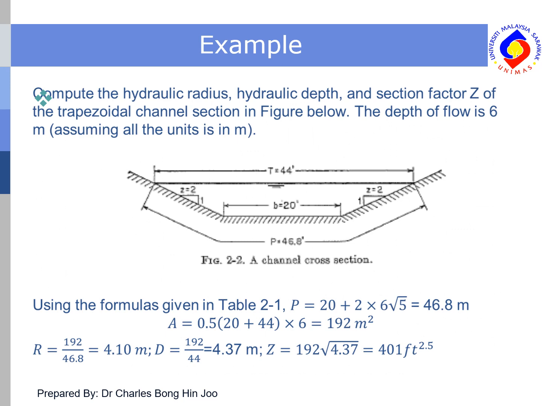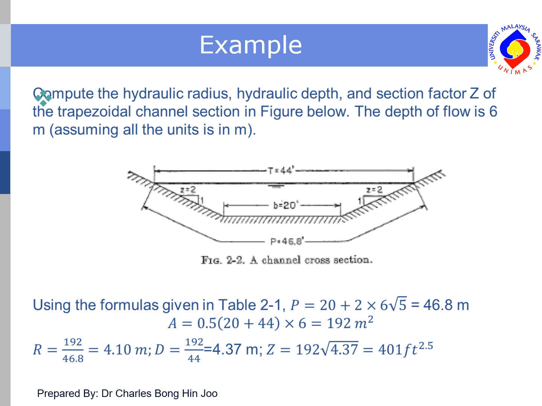Let us look at this simple example. In this example, you are required to compute the hydraulic radius, hydraulic depth, and also the section factor for a trapezoidal channel as shown in the figure. The flow depth is 6 meters, and assume that all units are in meters.